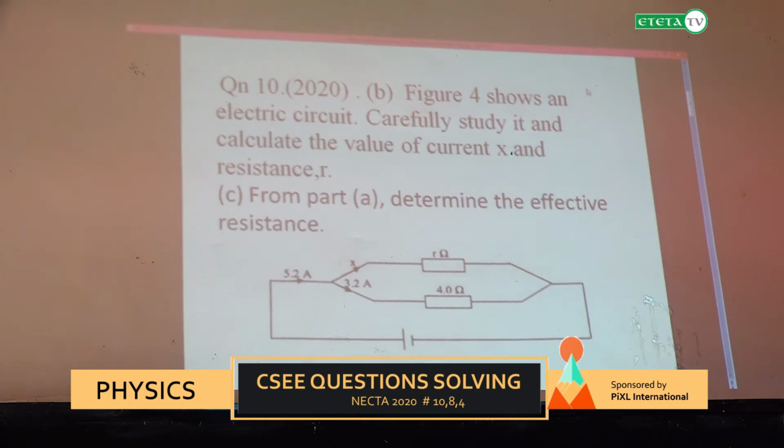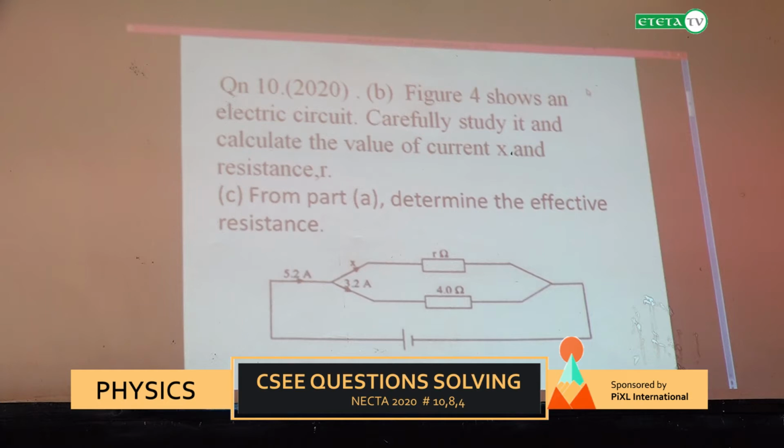Now our work is to find the current which is labeled as letter X, and also to find the resistance labeled as R. Now I want to show you how to solve this question. The first step is to look carefully at the circuit.